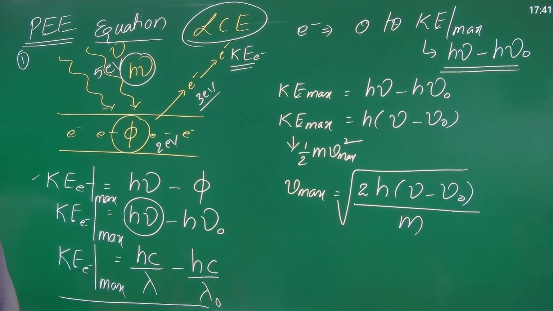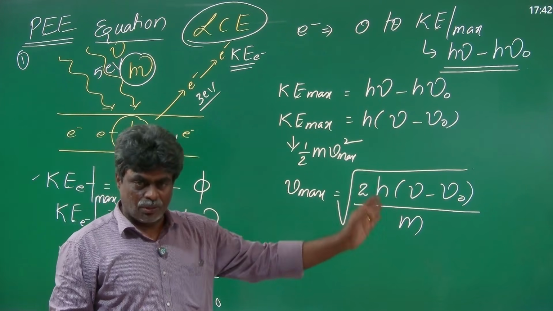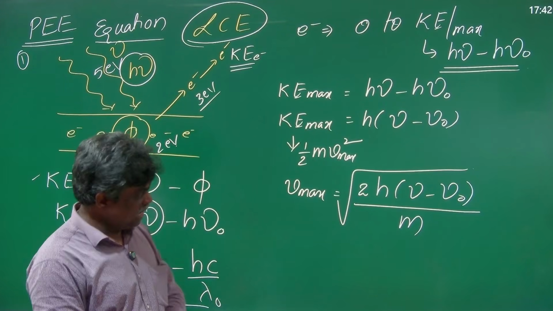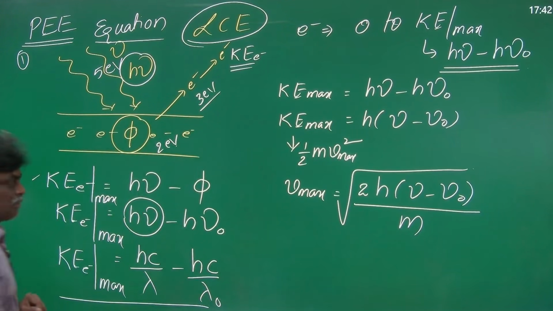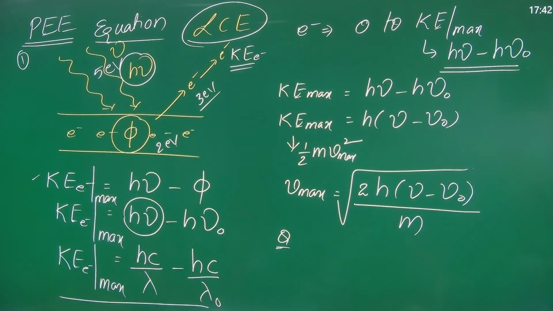That's it. So the maximum velocity of the electron which is coming out of that surface is nothing but this one, under root 2h nu minus nu naught by m. After that I will explain one beautiful question. Come on, write down. Don't simply copy, don't simply copy.